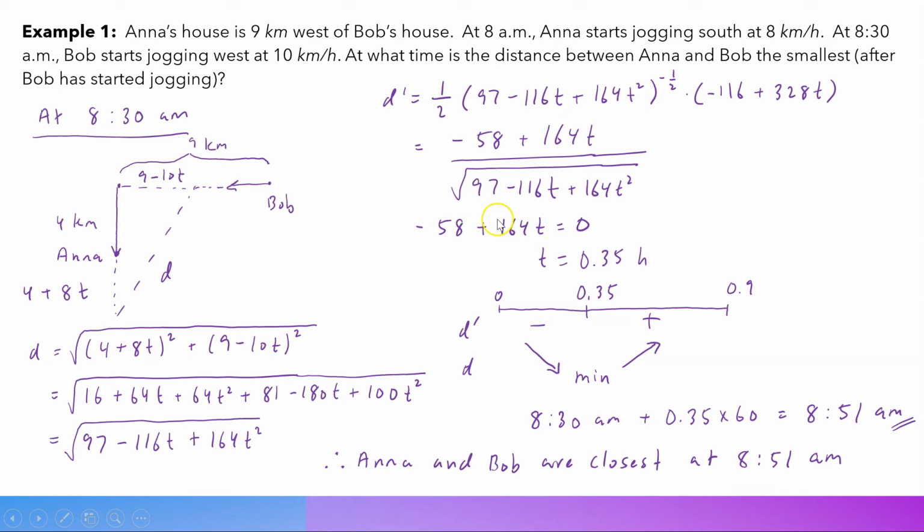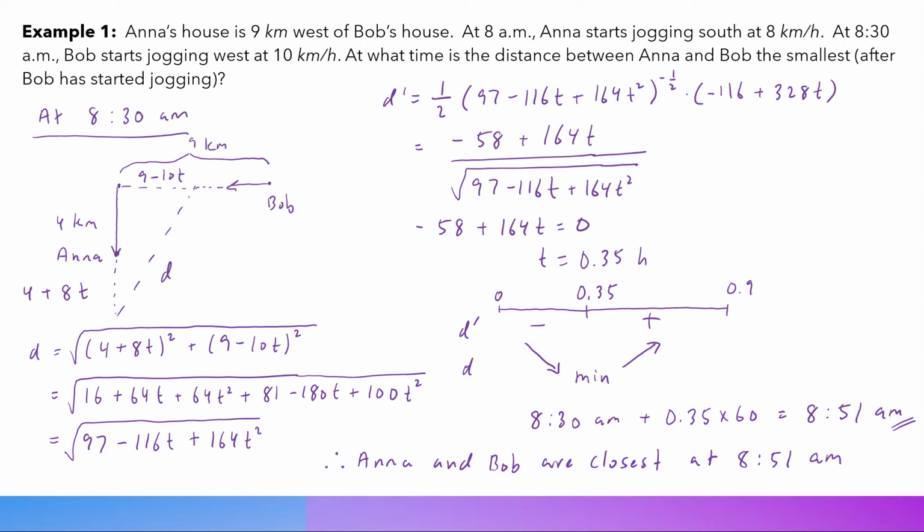I then proceed to set the derivative equal to 0. So in this case, I just have to set the numerator equal to 0 because the denominator ends up getting multiplied by 0 and goes away. So setting the numerator equal to 0 and then solving for t gives me 0.35 hours.